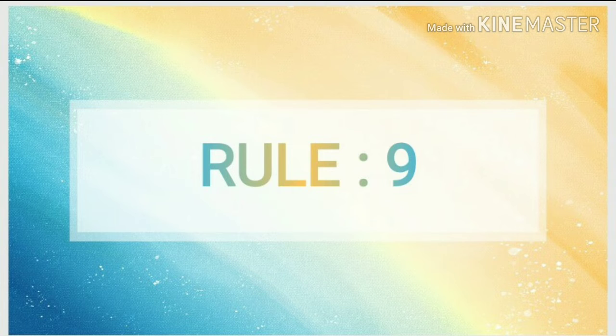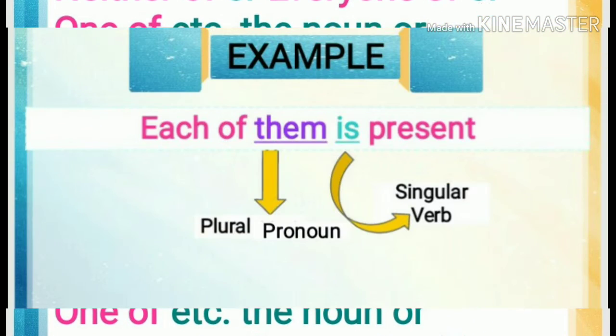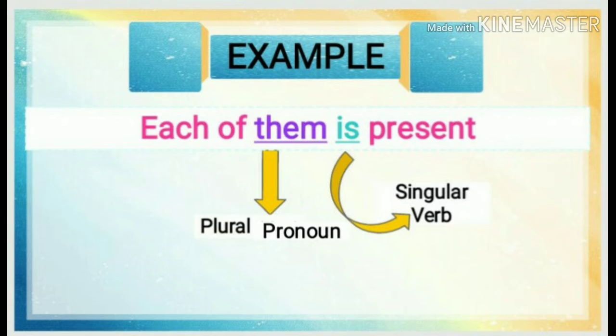Now let's look at rule number 9, and that is, after each of, or either of, or neither of, or every one of, or one of, the noun or pronoun is always plural but the verb remains singular. This is the example of it. Each of them is present. In this sentence, after each of we use the plural pronoun but the verb remains singular.